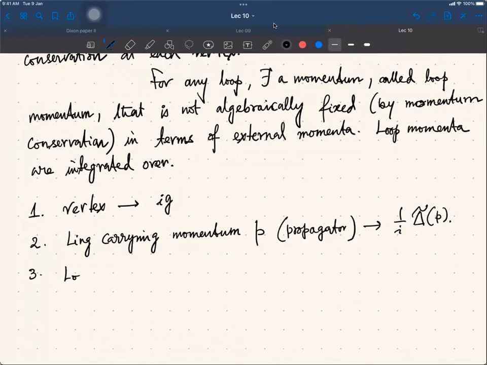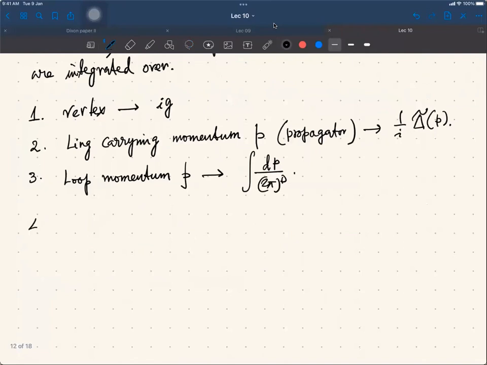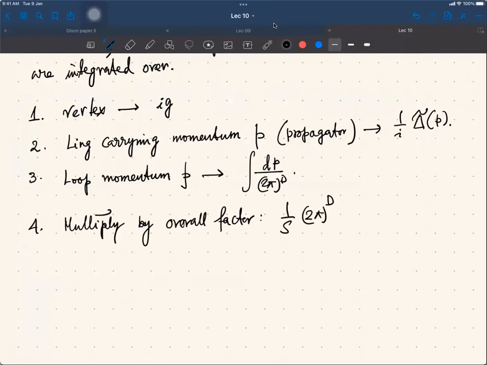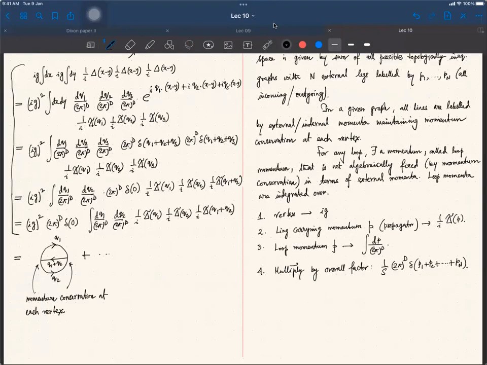For each loop momentum p, you have an integral dp over 2 pi to the power d, and then multiply by an overall factor, which is 1 over s, the symmetry factor, and 2 pi to the power d delta of p1 plus p2 plus up to pn. This is the overall momentum conservation.